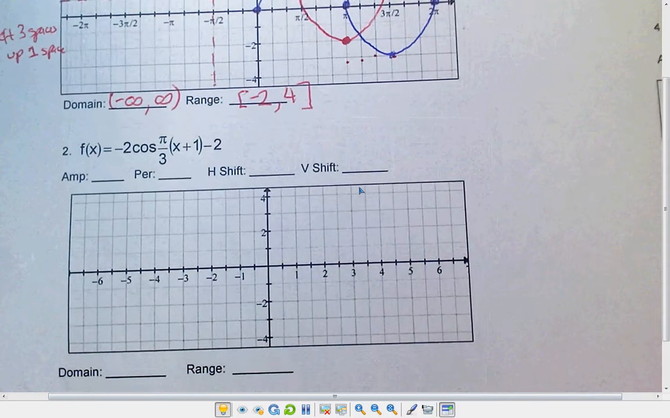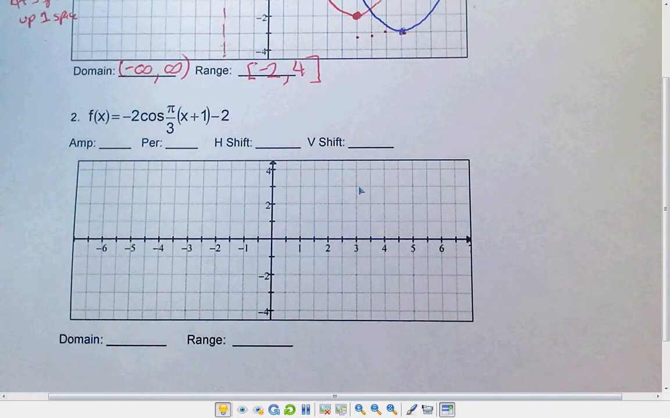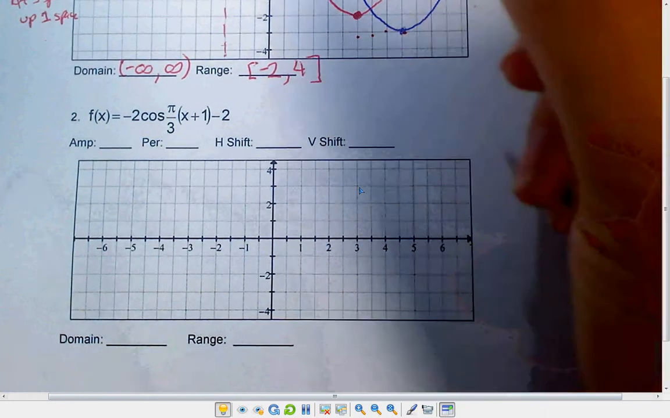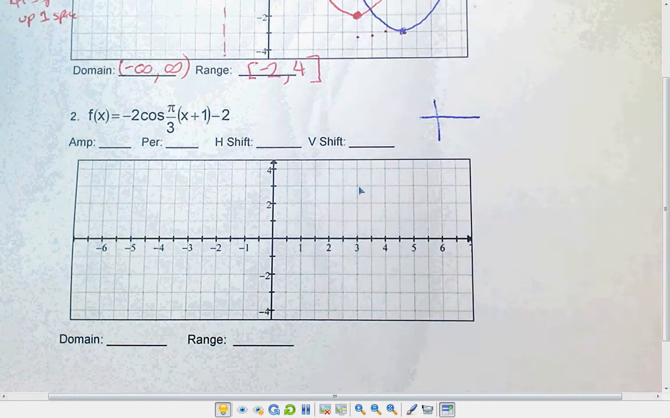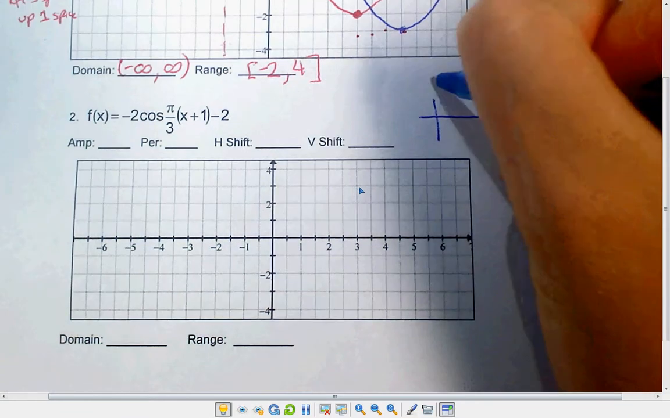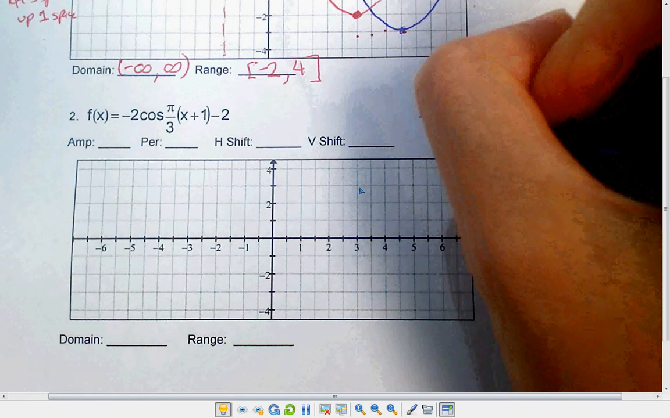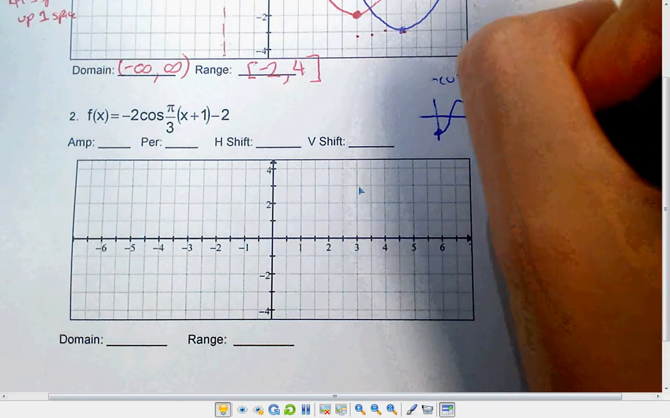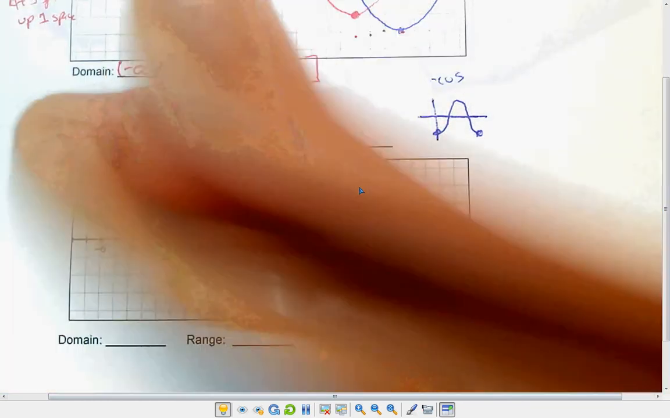Okay, let's look at number 2. So same thing as before. Let's first do just amplitude and period. We know it's a negative cosine, which means it starts at the bottom. Our amplitude is 2.